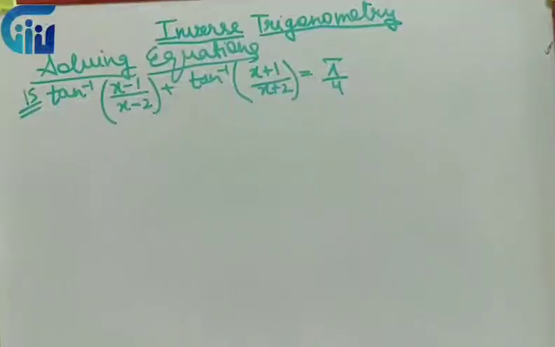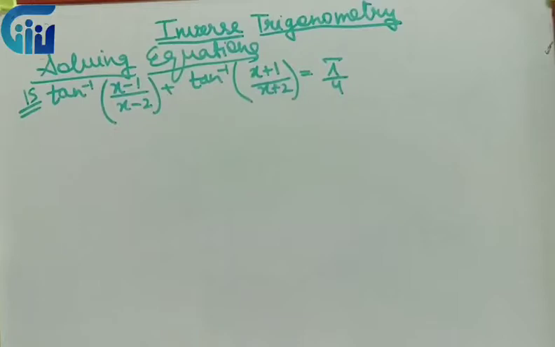In this video, we will learn how to solve equations which involve inverse trigonometric functions. So what do we have? We have question number 15 of exercise 2.2. It says solve for x when this particular condition is satisfied.